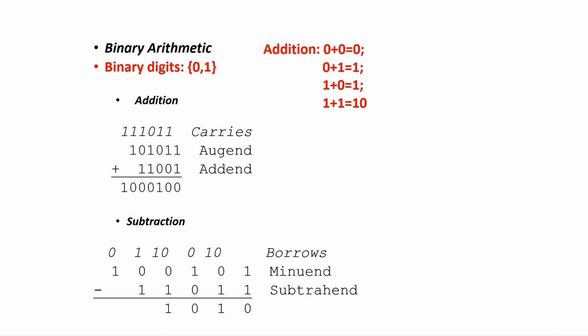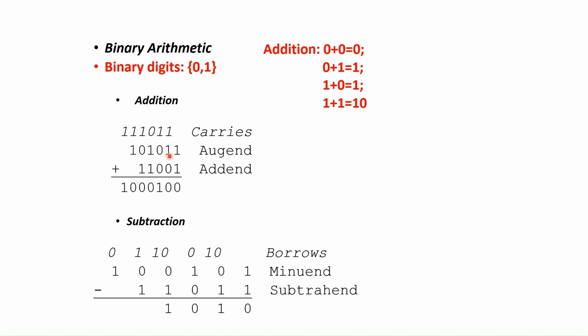So let's do binary arithmetic. Binary digits are only 0 and 1. And let's see the addition. If you add 0 plus 0, it is 0. 0 plus 1 is 1. 1 plus 0, 1. 1 plus 1 is 2, right, in decimal. But in binary, it is written as 10. Okay. So that is for single digit addition.